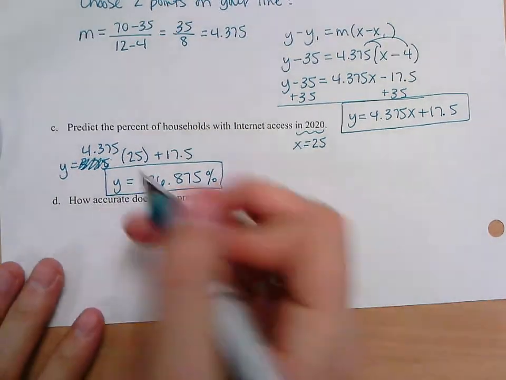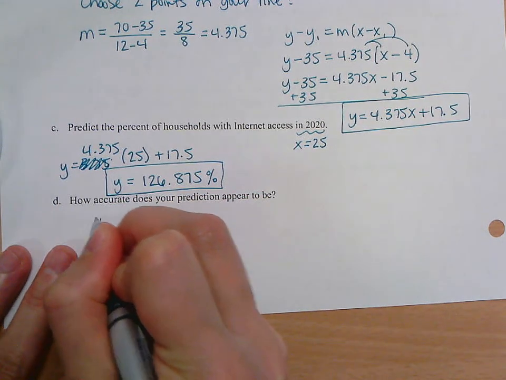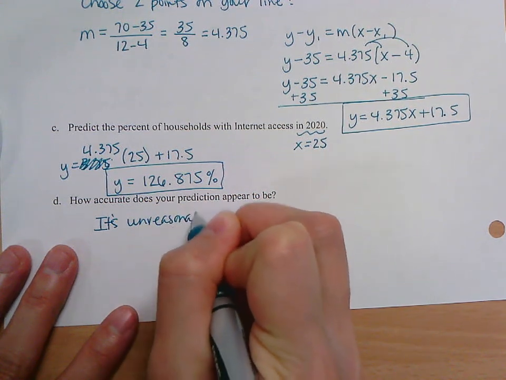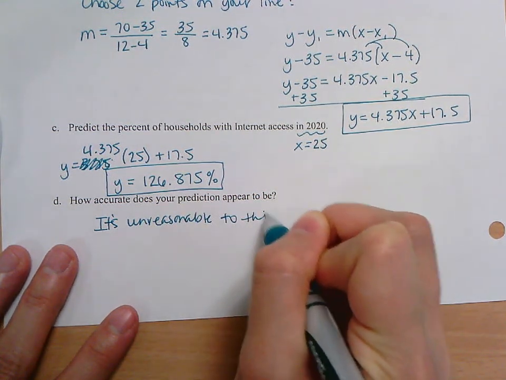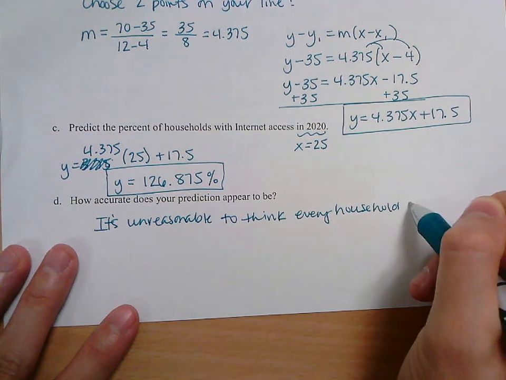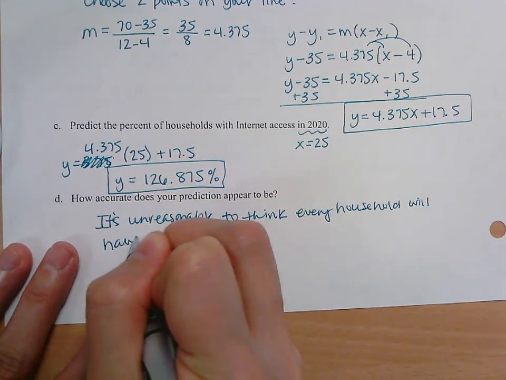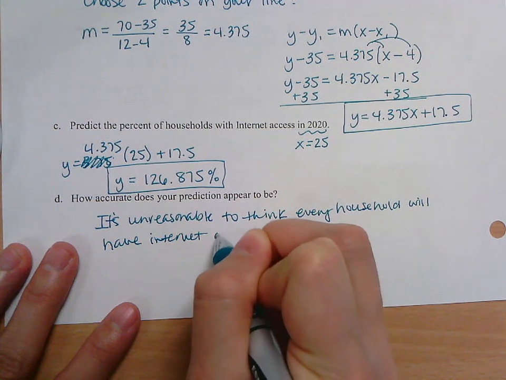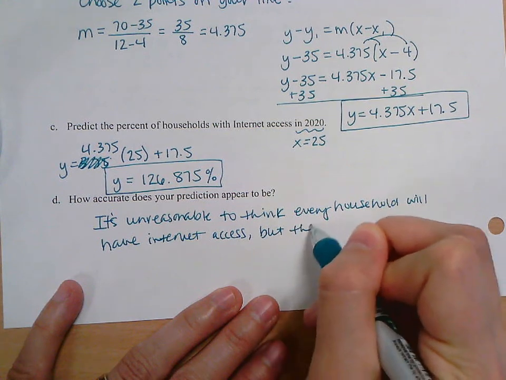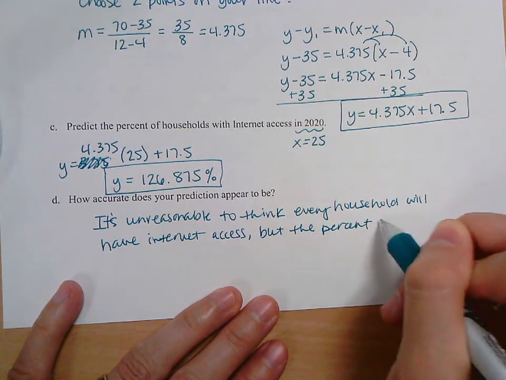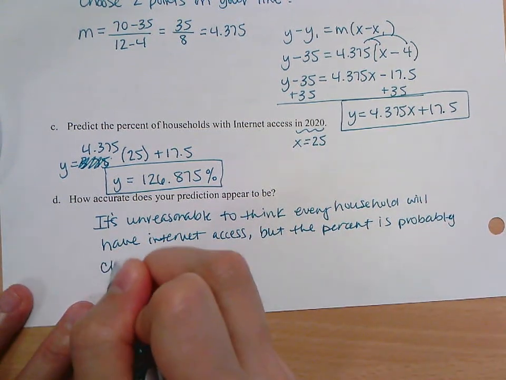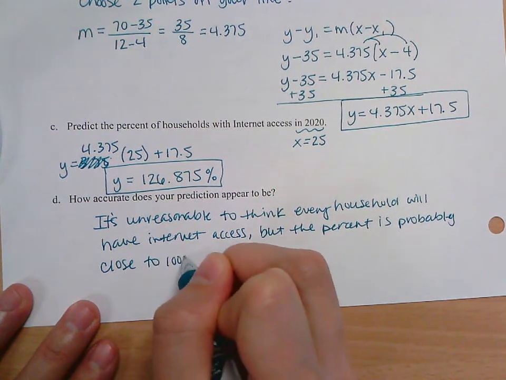So I might just explain that. I'll say it's unreasonable to think every household will have internet access, but I'll say the percent is probably close to 100%.